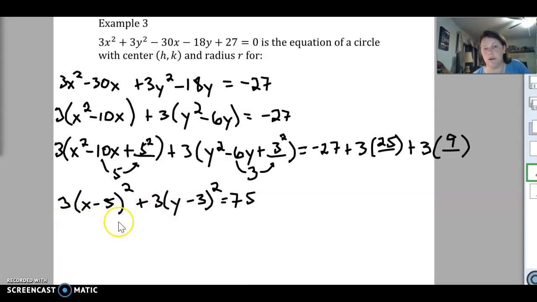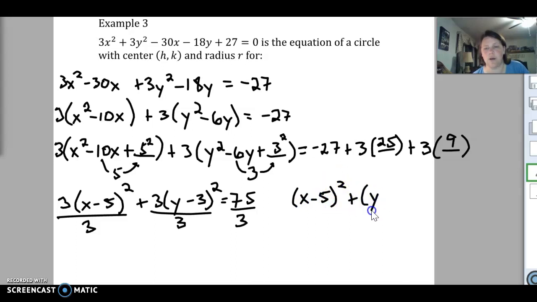If this was an ellipse, our coefficients would not be the same, and then we would divide both sides by 75 instead of the 3. Because for an ellipse, our equation on the right hand side is equal to 1. So that's the difference between our equations when we are completing the square. So in this case, we're going to divide everything by 3, and we'll end up with x minus 5 squared plus y minus 3 squared equals 25. So we have a center of 5, 3, and a radius of 5.